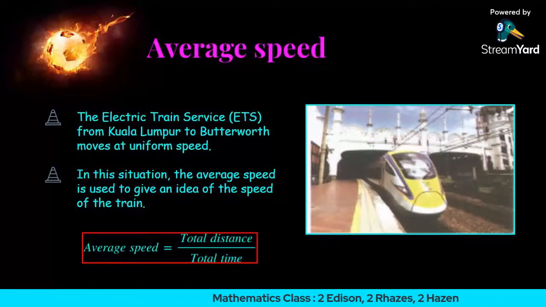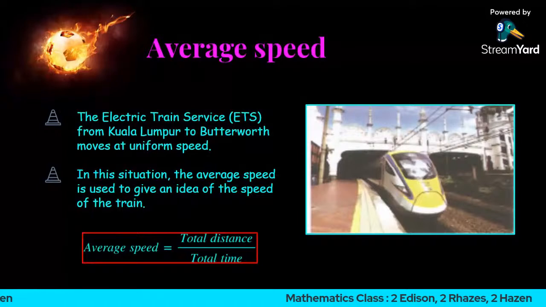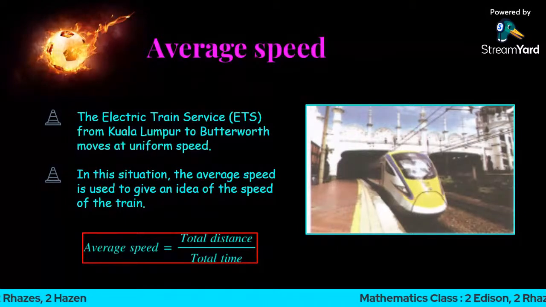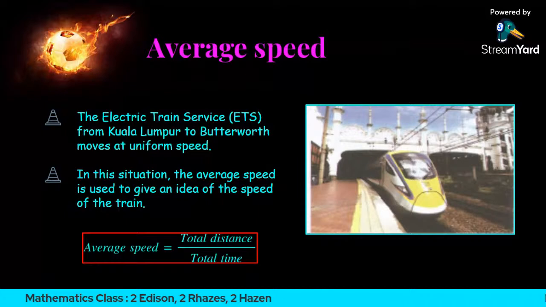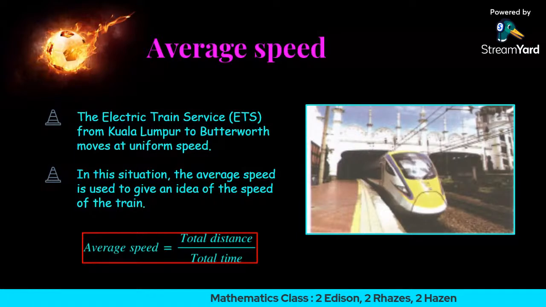In this situation, the average speed is used to give an idea of the speed of the train. For things involving non-uniform speed, we use this formula: average speed equals total distance over total time. You already learned three formulas, and this is the fourth formula.